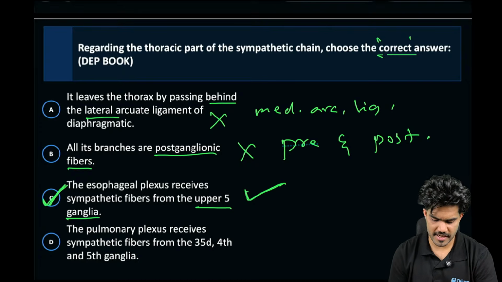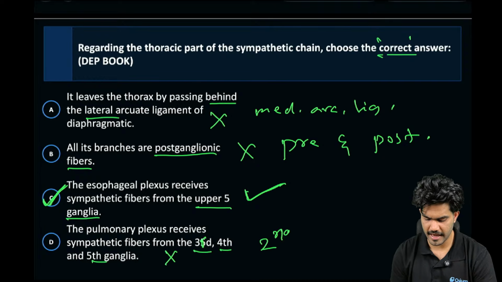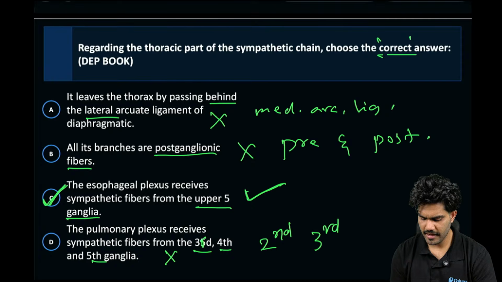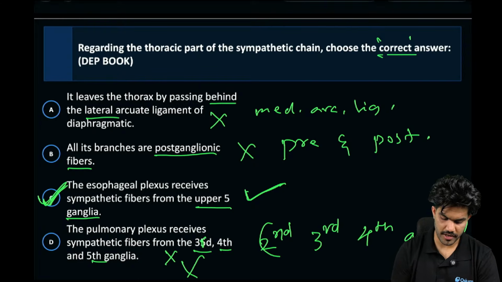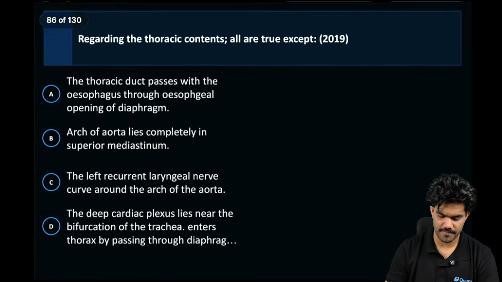The pulmonary plexus receives sympathetic fibers from the 3rd, 4th and 5th. No, it receives from the 2nd, 3rd and 4th ganglia. Okay. Now the correct answer will be C.